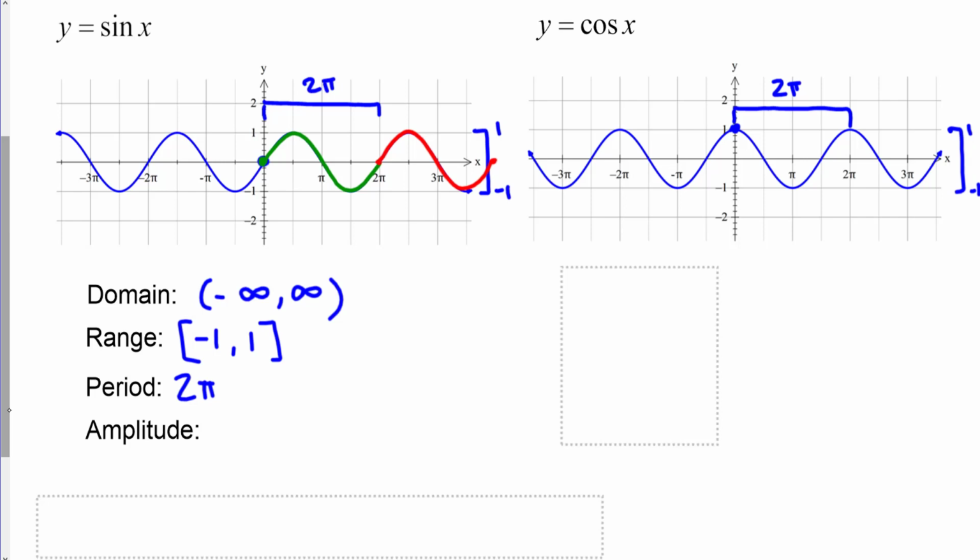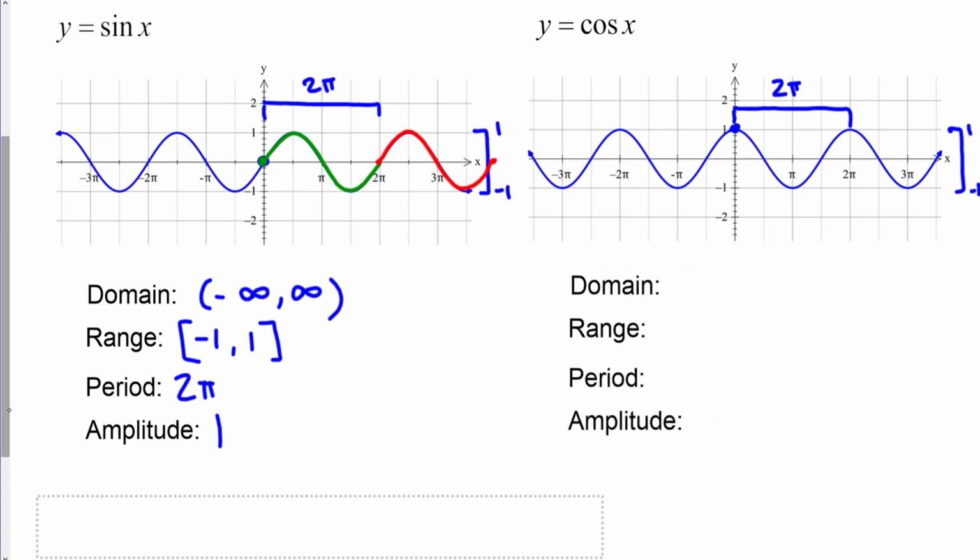And then the amplitude is the maximum distance from the axis that you're bounding between. So this axis in this case would be the x-axis. The amplitude is the maximum distance from the x-axis in this case, which is 1. The same thing for cosine. It has these same sorts of properties.